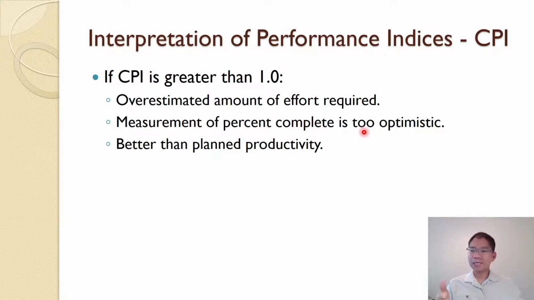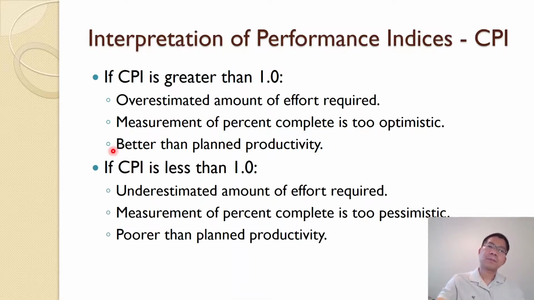Suppose by this time we complete only 30%, but we measure, okay, 50% complete. So that is over optimistic. It will seem that we complete more than what we have, and then the CPI is greater than 1, but maybe it is less than 1 because we were too optimistic. If we eliminate or can reduce these first two, then we are happy, better than planned productivity, and that is what we want to look for. And if it's less than 1, it's just the opposite.